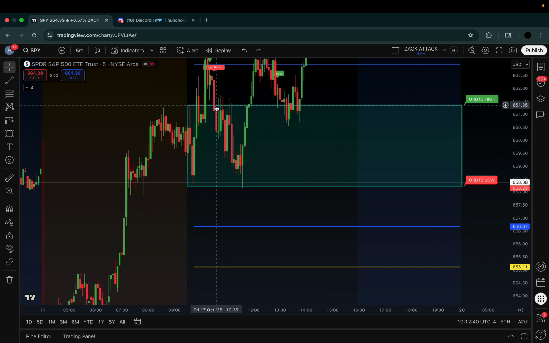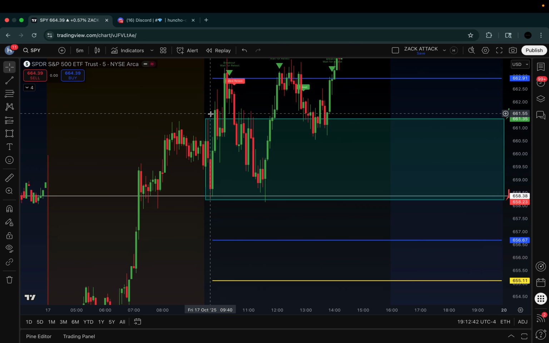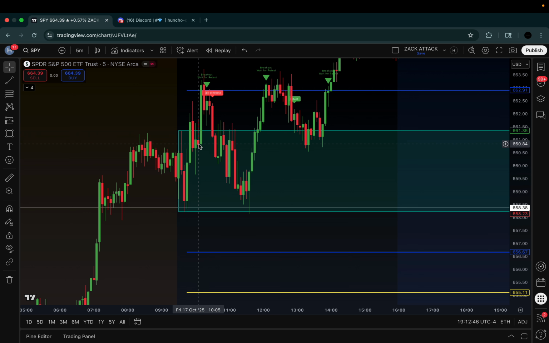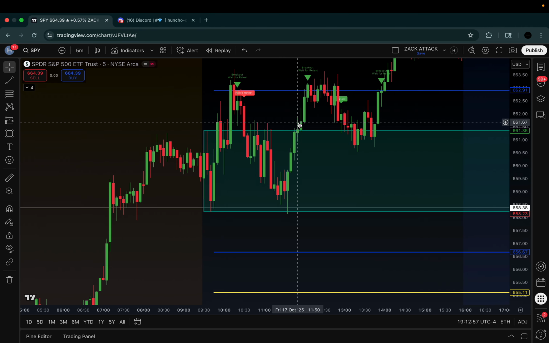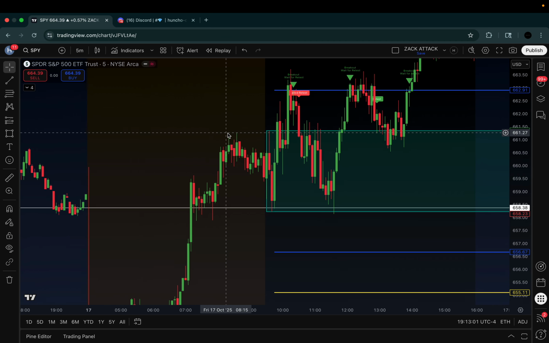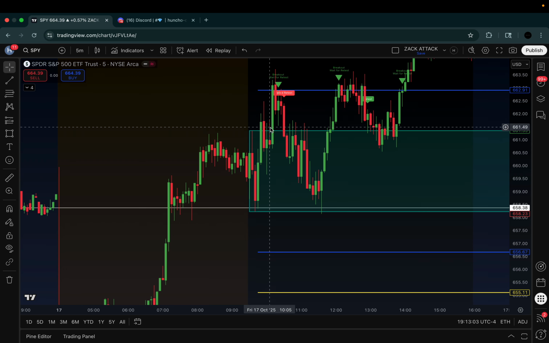Okay. Now, I'm gonna explain what happened on Friday, and this is why I took puts. I was looking for basically resistance at pre-market high and ORB high. Okay, so if you guys see pre-market high, which was right here at 661.27, we were seeing some rejection here.